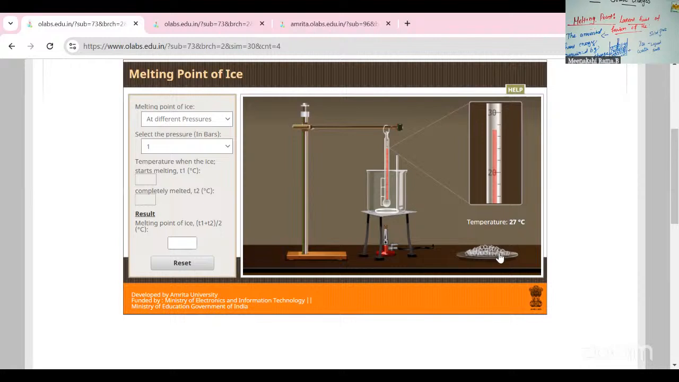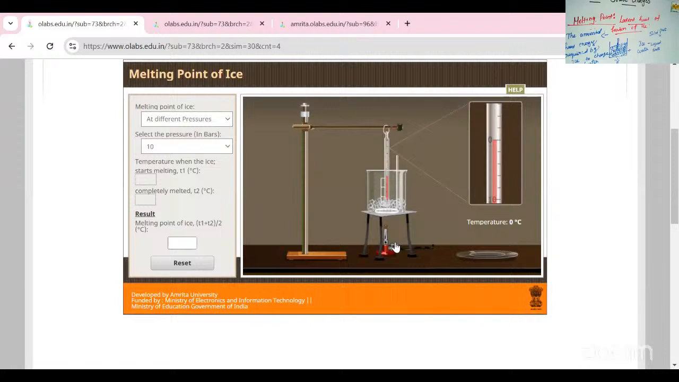So I'm going to take the ice cubes and put them into the beaker. Want to select the pressure level also. Just look at here, the thermometer temperature. The temperature is indicated in this area. The freezing point of ice is 0 degrees Celsius. So it indicates 0 degrees. The thermometer is at 0 degrees.